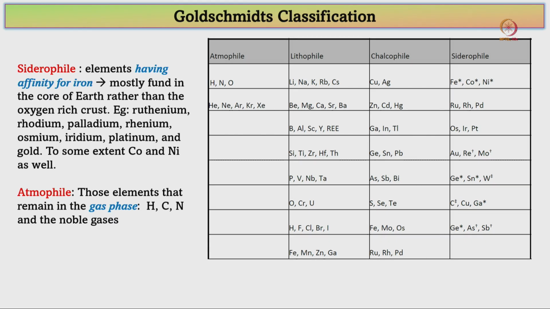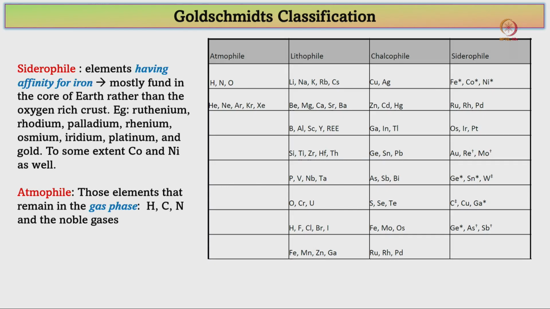And the last group of elements is the atmophile. These elements, as the name suggests, would love to be in the gas phase. So, hydrogen, carbon, nitrogen, oxygen, the noble gases, they will all love to be in the gas phase.